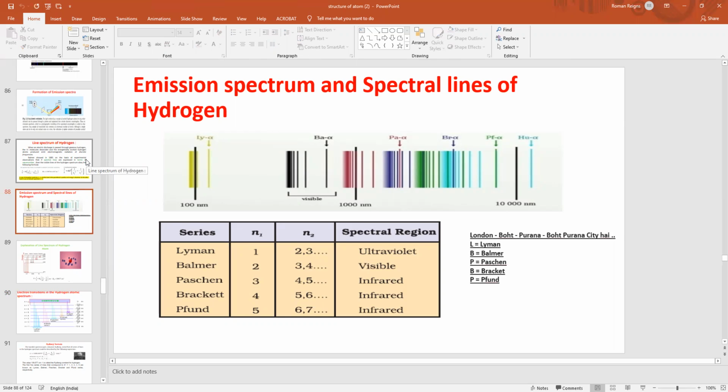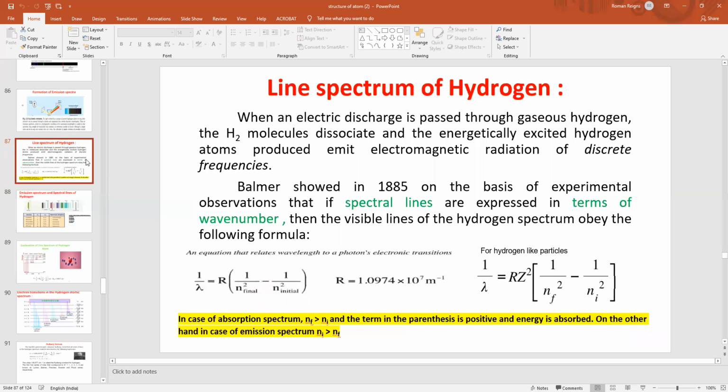Okay, so we got to know that the spectral lines which we are getting in the line spectrum of hydrogen correspond to a particular wavelength of light. We can calculate the wavelength using this formula: 1 by lambda is equal to R times (1 upon n square final minus 1 upon n square initial). If it is a hydrogen-like particle, you have to multiply it with Z square, where Z is the atomic number of the element, and R is the Rydberg constant.